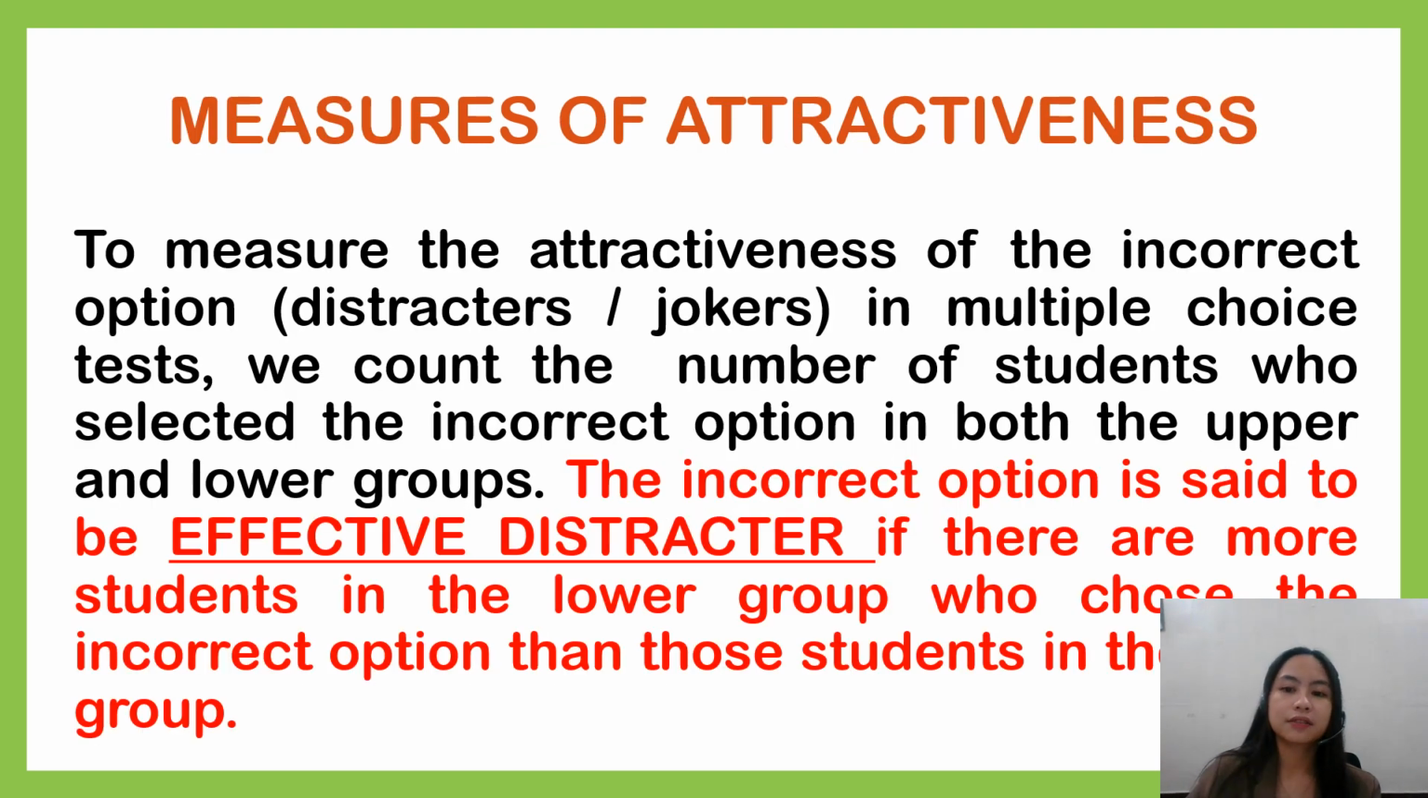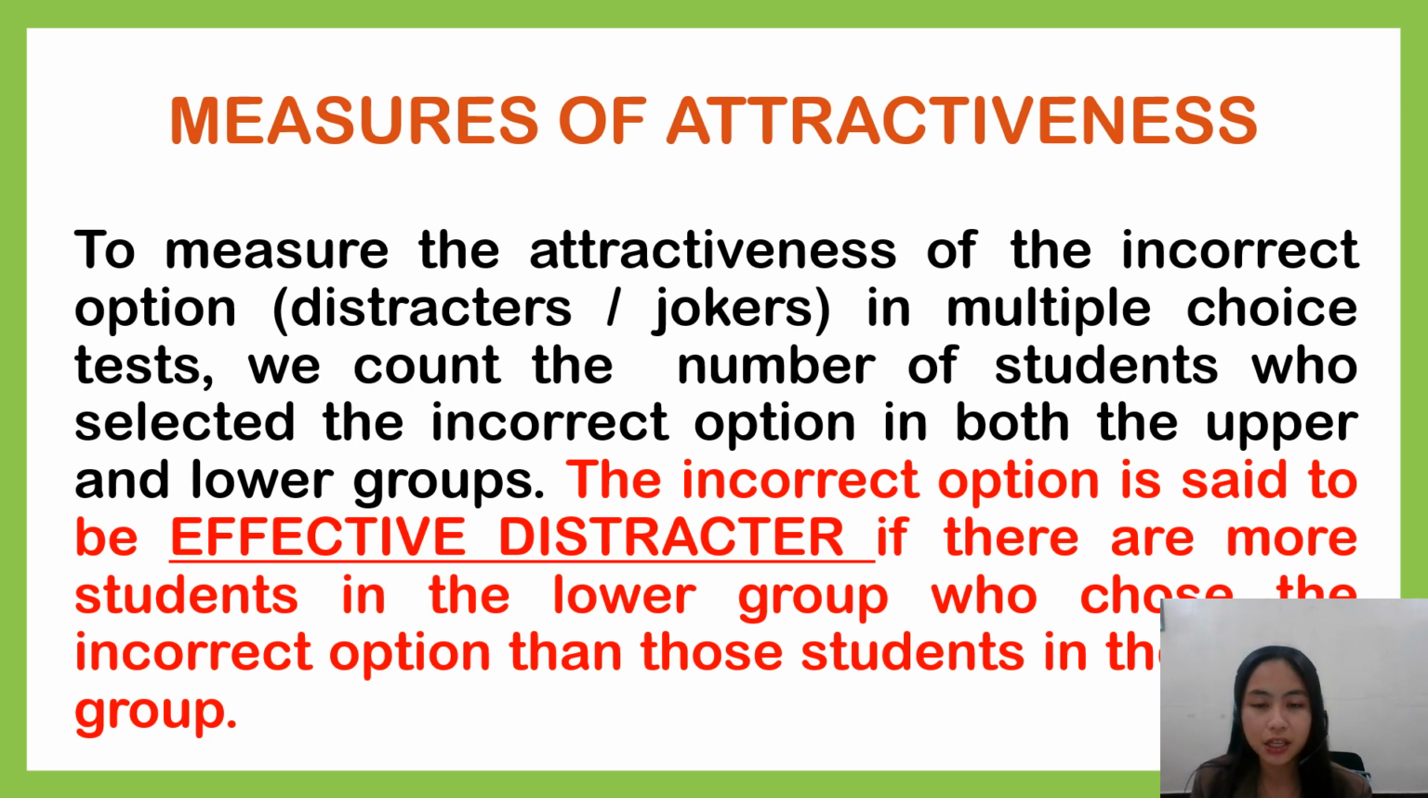So, next, dito tayo sa measures of attractiveness. To measure the attractiveness of the incorrect option, distractors or jokers, in multiple choice tests, we count the number of students who selected the incorrect option in both upper and lower groups. Ngayon, sa difficulty index and sa discrimination index, yung importante doon is the number of students who got the correct answer.